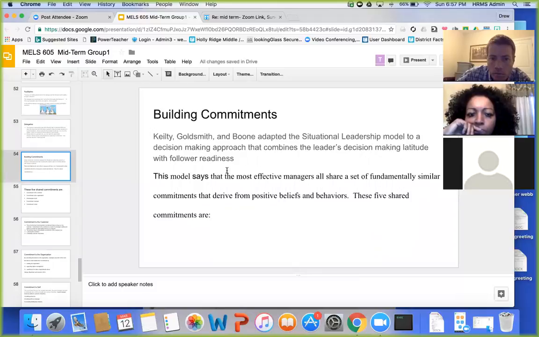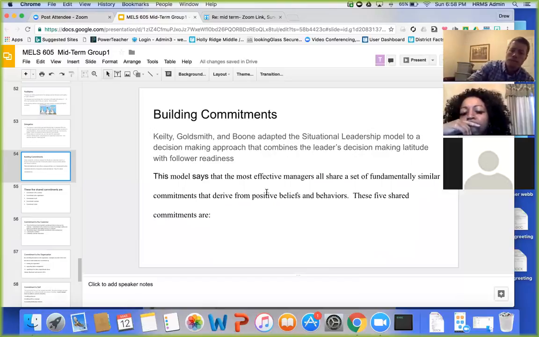Then we look at building commitments. When we look at building commitments, we look at Kitley, Goldsmith, and Boone. They have adapted the situational leadership model to the decision-making approach that combines the leadership and decision-making latitude with follower readiness. And with this particular model, it just says the most effective managers all share a set of fundamentally similar commitments that derive from positive beliefs and behavior.